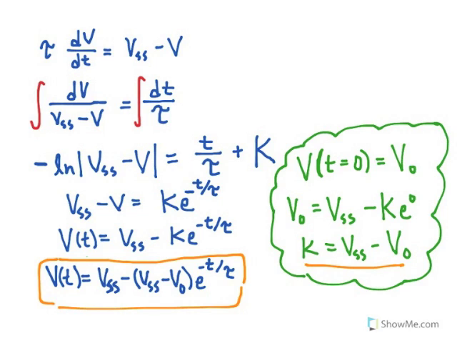And if you think about this as t goes to infinity, then this whole term here will go to 0, and we are left with VSS. So as time goes to infinity, we approach our steady state voltage, which makes sense. And on the other side of things, when t equals 0, then this here equals 1. So we're left with this expression here, and here this VSS cancels with this VSS, and we are left with V0. So this also makes sense. So at time equals 0, we start at our initial condition.